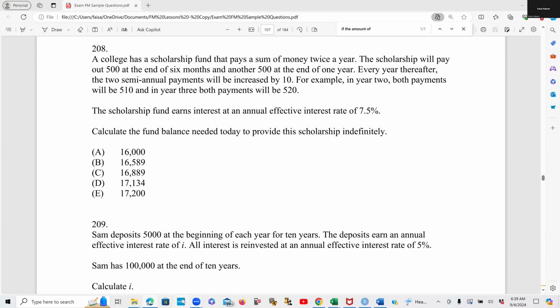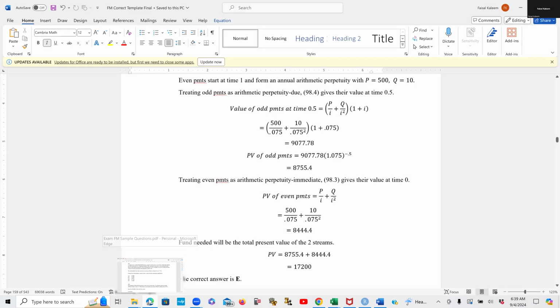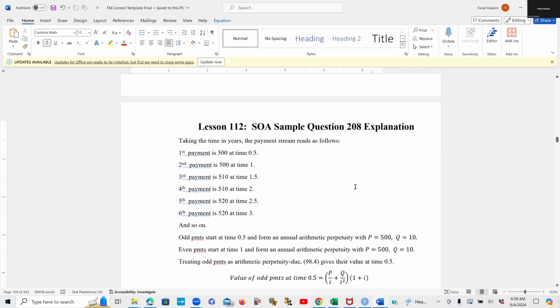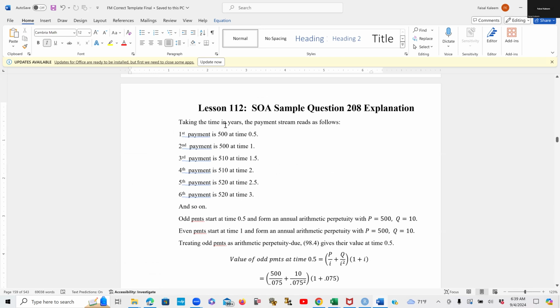and so on. So what we need to do is first list out the payments to get the idea of when they are occurring. If we take the time in years, then the first payment is happening at time 0.5, because the first payment is happening in 6 months, which is half a year, and that payment is 500. Similarly, the second payment in the first year, which happens at the end of the year at time 1, is also 500. And then in year 2, both payments are 510.